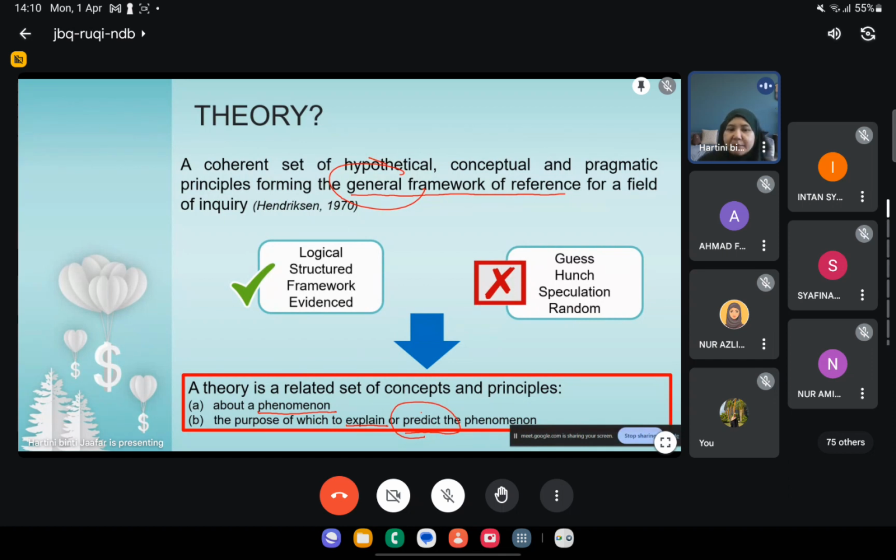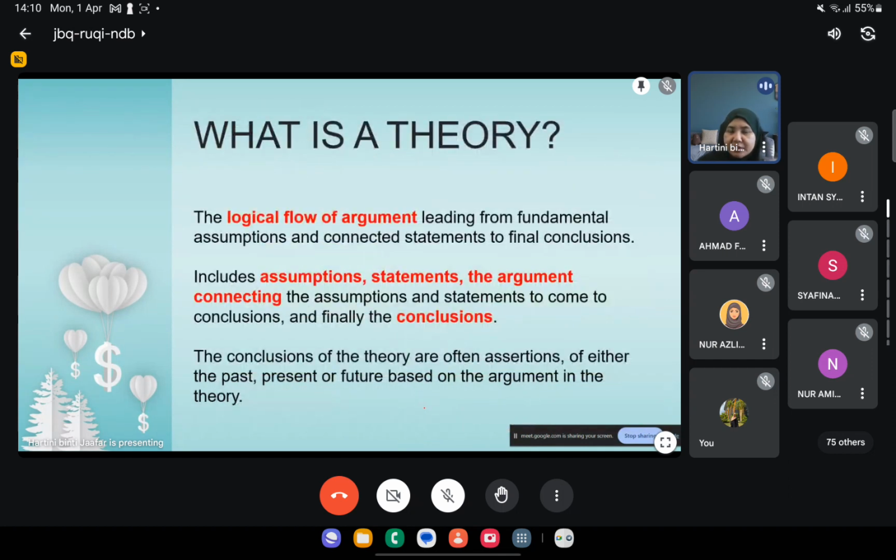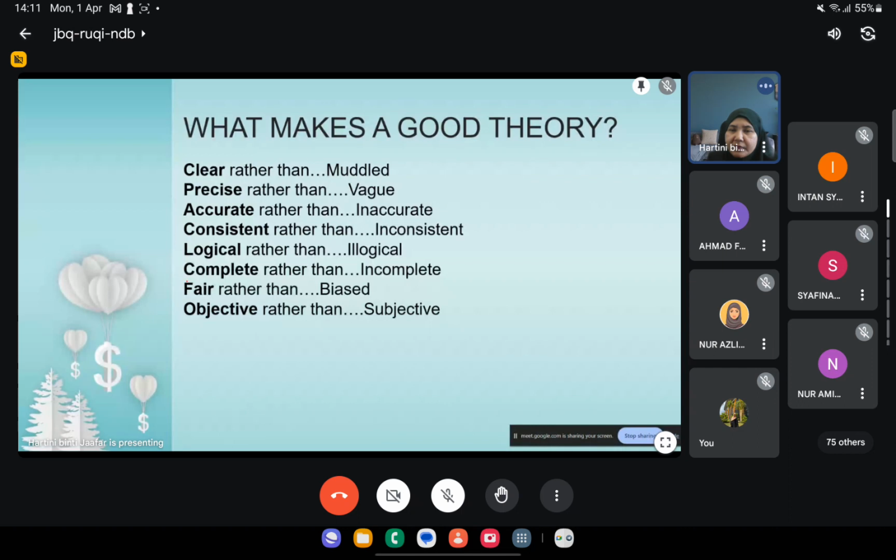So that is basically the purpose of a theory. So there is another explanation here. You can see, okay, logical flow of argument, again it has the word logical, which means systematic, structured. So it has its own principles. Okay. So again, what makes a good theory?